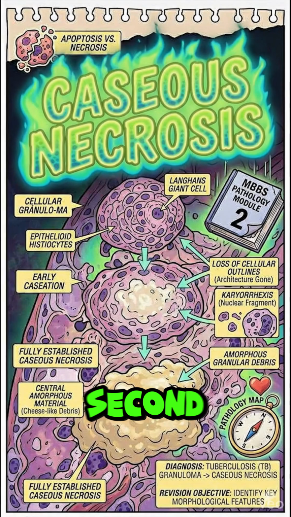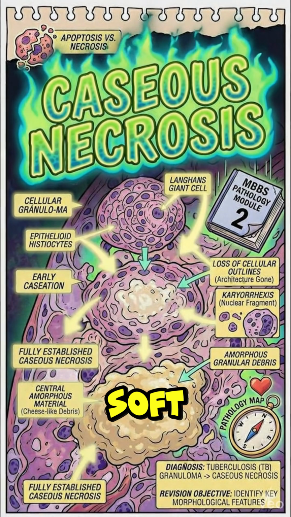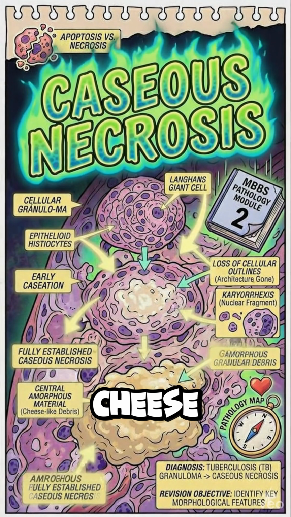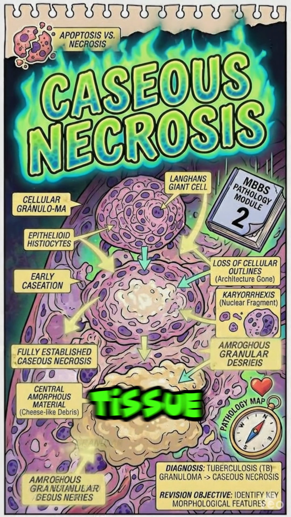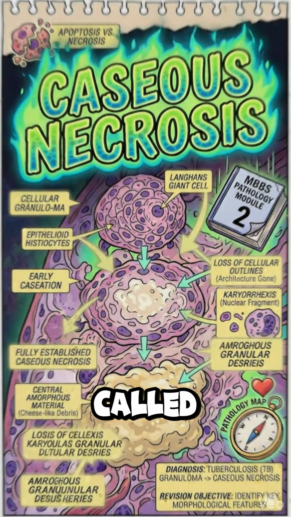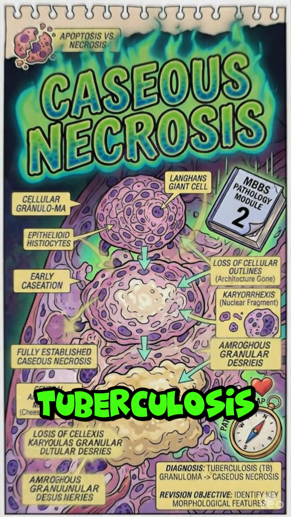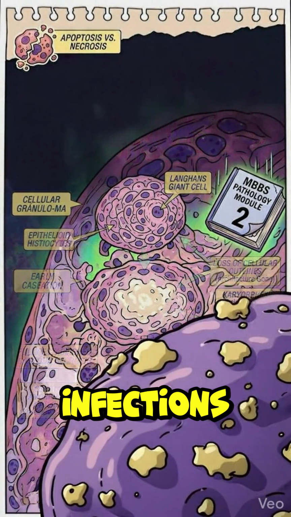Now let's look at the second patient. In tuberculosis, the dead tissue becomes soft, friable, and cheese-like in appearance. The normal tissue architecture is completely lost. This pattern is called caseous necrosis. It is classically associated with tuberculosis and certain fungal infections.